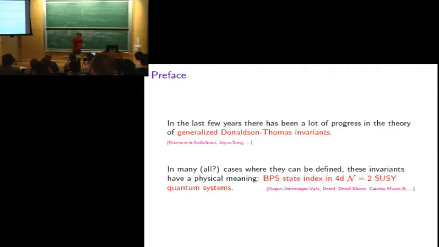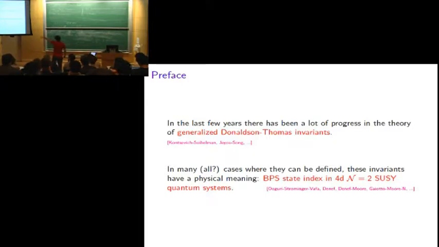Now, as a physicist, the reason why Greg and Davide and I got interested in these things is that in many cases where these things can be defined, maybe in all cases, the generalized Donaldson-Thomas invariants have another name. They have a name which makes sense in physics, and they are the BPS state index, much like the indices Davide talked about a few minutes ago. They are a kind of BPS state index, which is counting states in a 4-dimensional quantum mechanical system with N=2 supersymmetry.